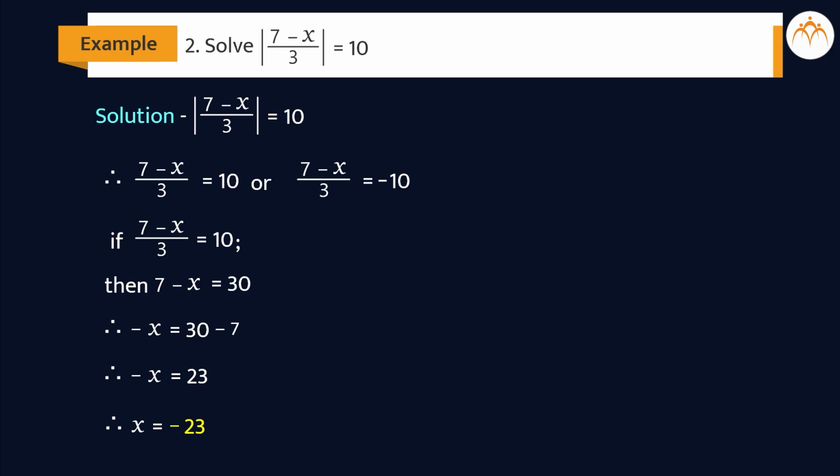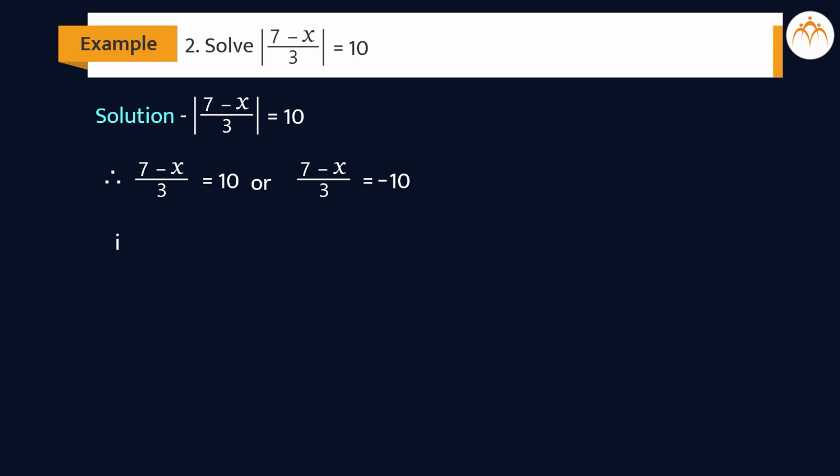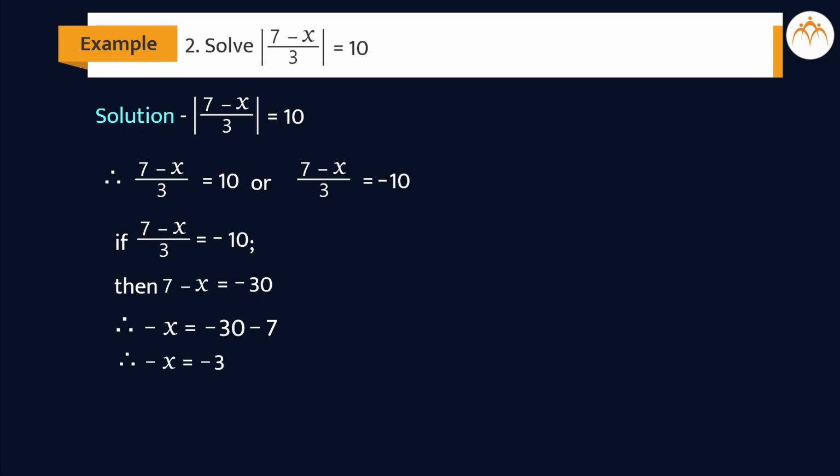Now, let's consider the second scenario. That is, if (7 minus x) upon 3 is equal to minus 10, then 7 minus x is equal to minus 30. Therefore, minus x is equal to minus 30 minus 7. Therefore, minus x is equal to minus 37. Therefore, x is equal to 37. Therefore, x is equal to minus 23, or x is equal to 37.